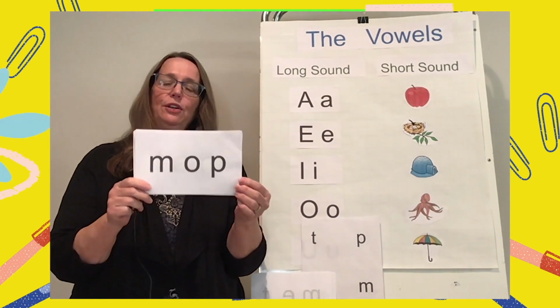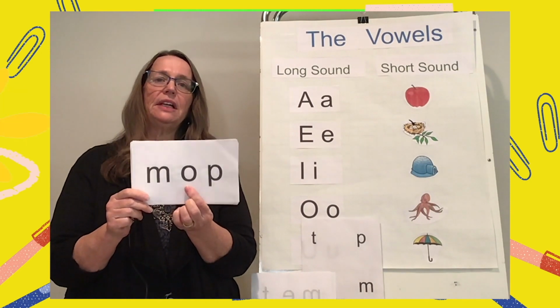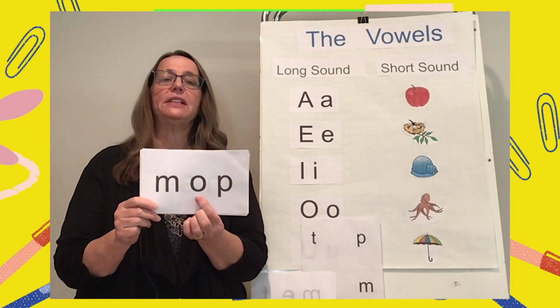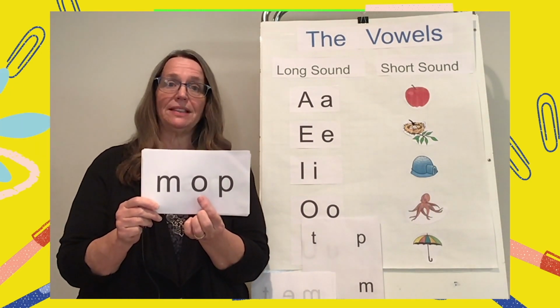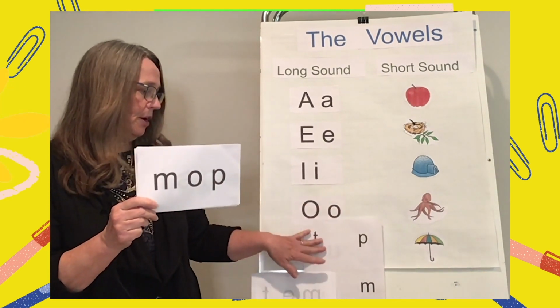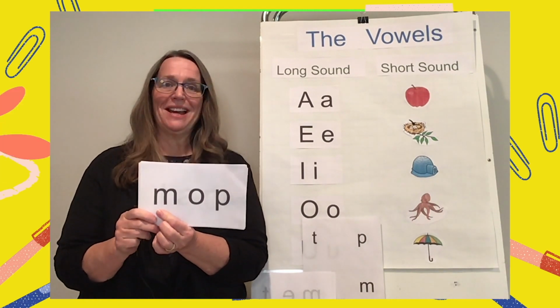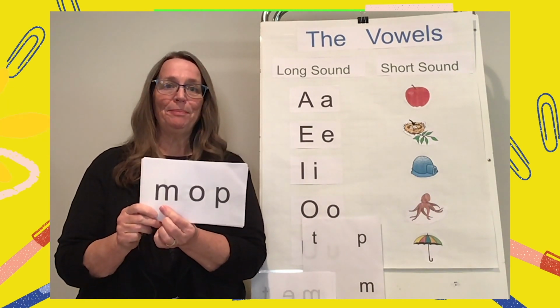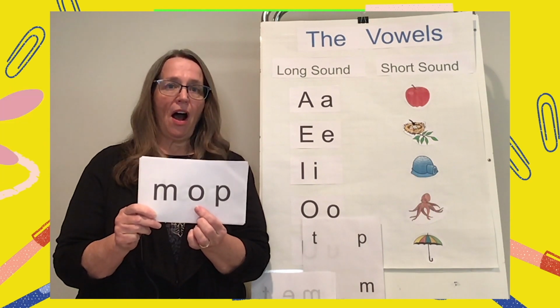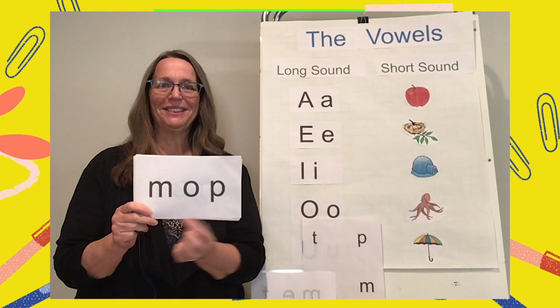Now we're looking at a new word. We want to look at that middle sound. Make sure we know the short vowel sound is ah, because this letter is alone. Ah for O. And we're going to segment out these sounds. Ah, P. Your turn.